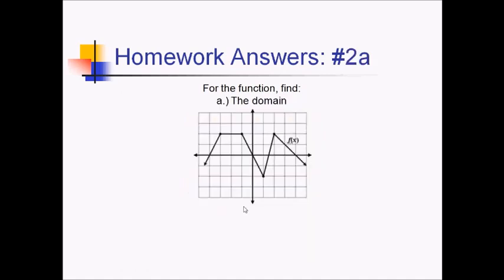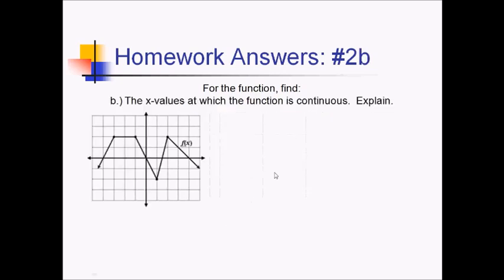For problem 2, we're looking at this graph-defined piecewise function. Part A, the domain, this is defined everywhere. There's no open dots or missing pieces. So from negative infinity to positive infinity. And then for part B, continuity, there's no discontinuities on here. So the continuity interval is also negative to positive infinity.